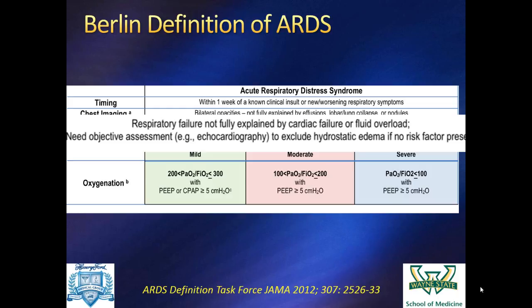And they prefer some objective assessment if you want to truly exclude hydrostatic edema if there's no risk factor present. So if you have somebody who just shows up with bilateral infiltrates, they don't have pneumonia, they don't have pancreatitis, and you go, gee, maybe it's ARDS, then in those patients you should get an echo and make sure it's not heart failure, which I think clinically we would all do anyway. But that is the only time it's required that you try to measure something about the left heart. Otherwise, there's no requirement for an echo or a wedge or anything else.